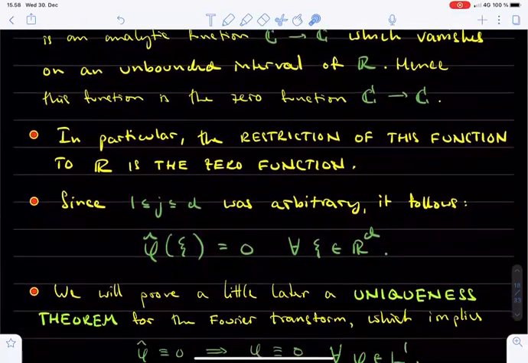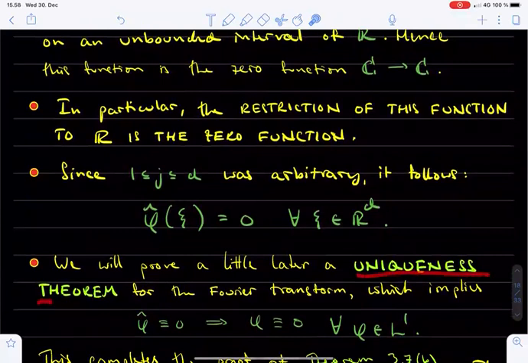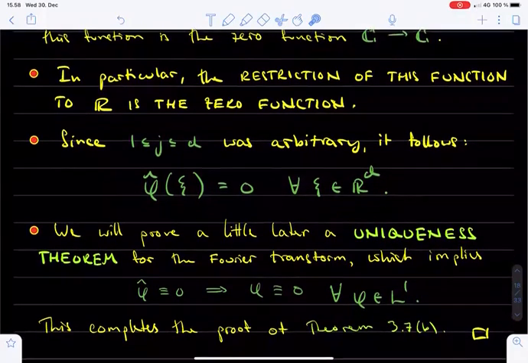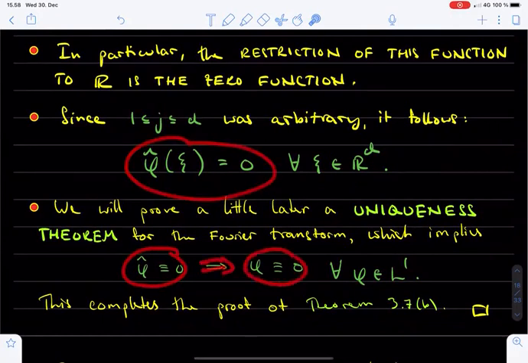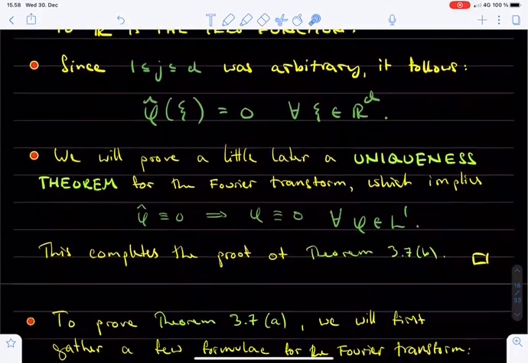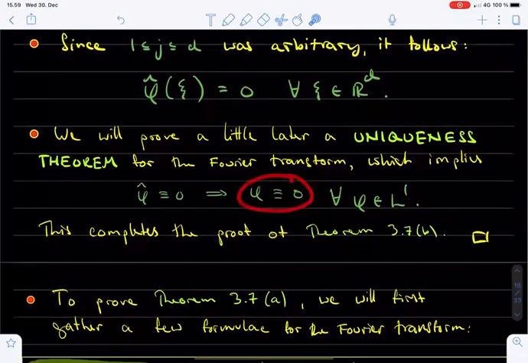After this conclusion, it only remains to apply the so-called uniqueness theorem for the Fourier transform, which we will prove in a couple of lectures. This theorem will state that if phi is an L1 function whose Fourier transform vanishes identically, then phi is the zero function. Putting these pieces together, we have now shown that phi is indeed the zero function, as we claimed in part B of theorem 3.7.